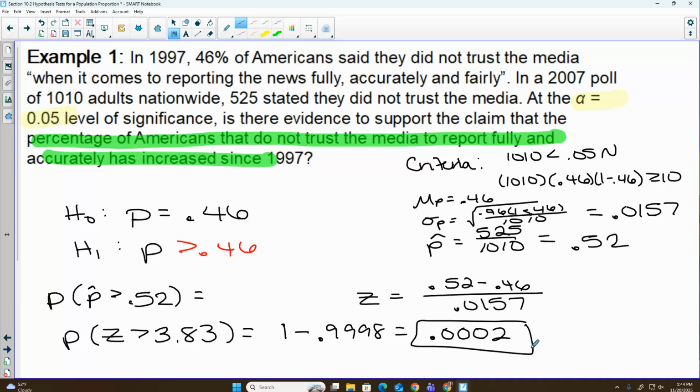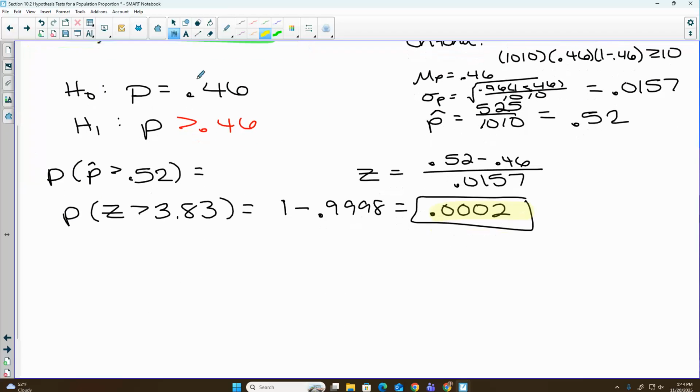That is not likely, right? So we also have a very cut and dry method. Compare that to alpha. This is smaller than alpha. So what does that tell me? Reject. So since 0.0002 is less than alpha, reject the null hypothesis.